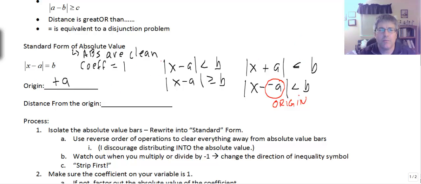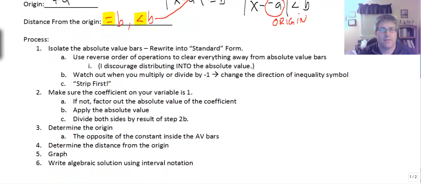And then our distance from the origin is exactly b, or in this case, our distance from the origin would be less than b. It's really important that when you're telling me what the distance from the origin is, you include the equal sign or the inequality. Because the fact that it's more than the value of b, or less than the value of b, is important. If you just put b, then it's exactly that, but that's not necessarily going to be the case.